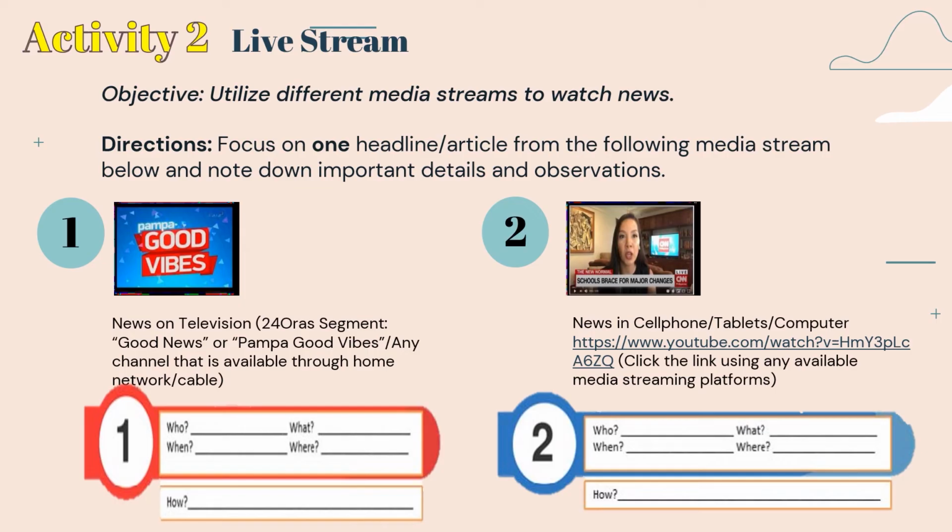Okay, for this activity, you have to focus on one headline or article from the following media stream and note down important details and observations. So you have two different viewing materials or articles that you need to view. First, using the platform television, watch one segment in 24 Oras, that is the Good Vibes segment. Okay, and then answer the questions who, what, when, where, and how.